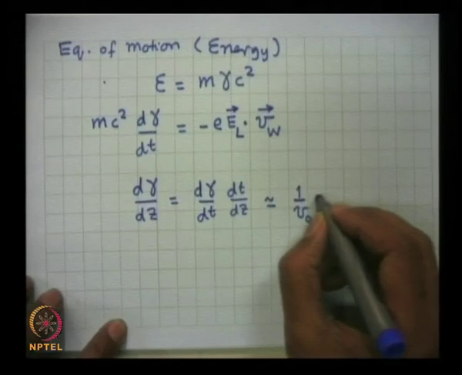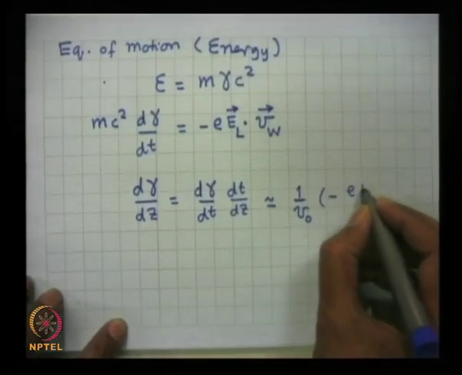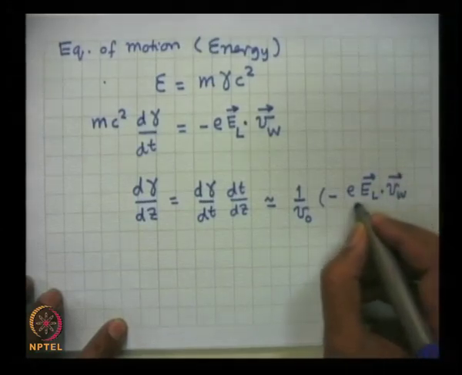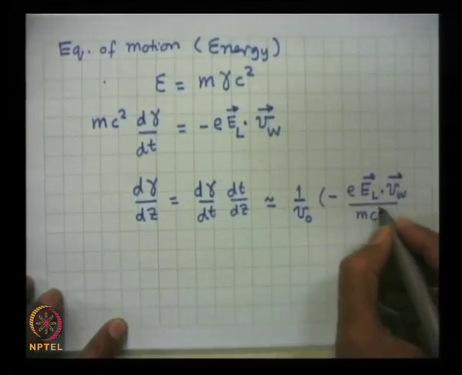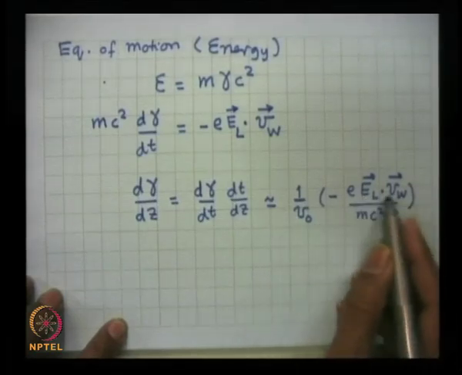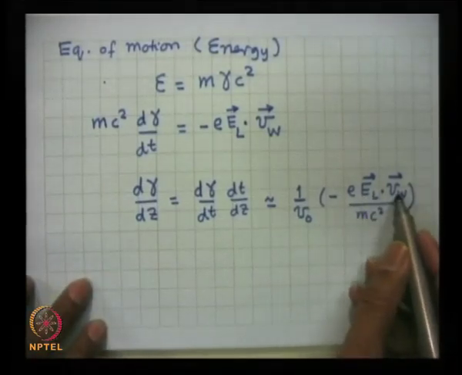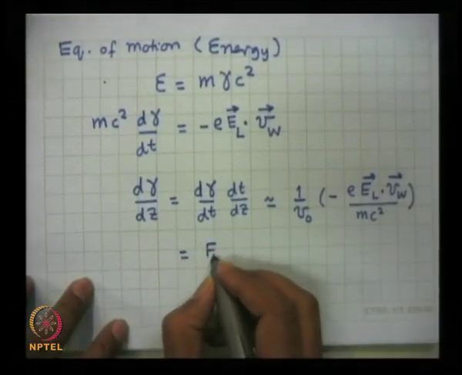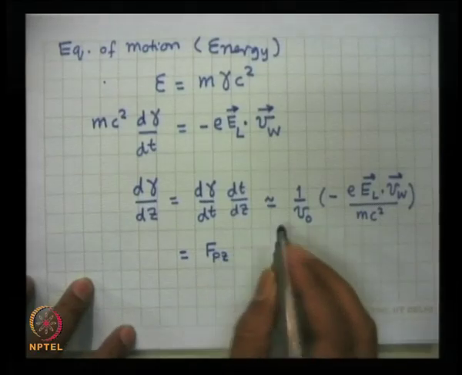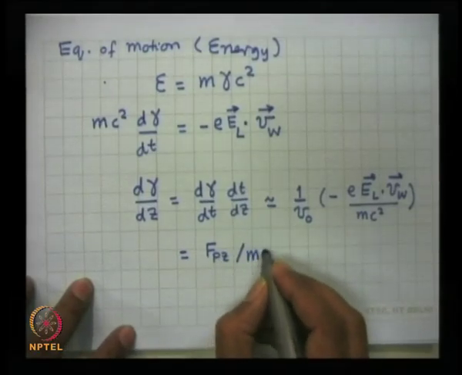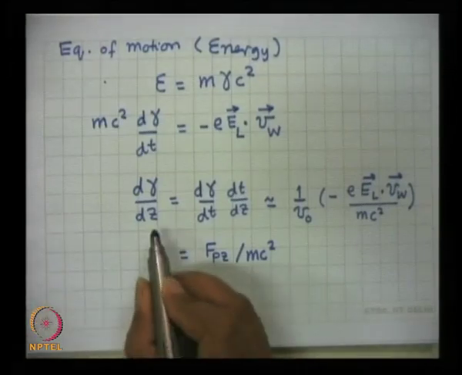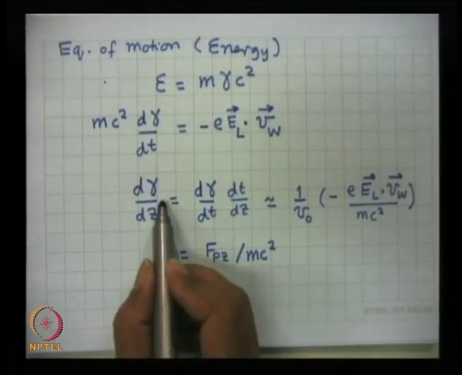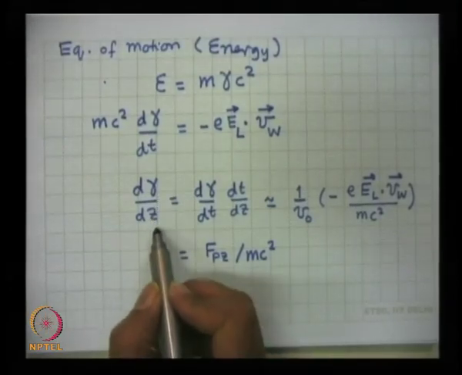is equal to minus e EL dot VW upon mc square, and if you substitute these quantities, EL and Vw, this turns out to be simply Fpz, the z component of the ponderomotive force, divided by mc square. So, the ponderomotive force is a very interesting thing here, in terms of which you can get the evolution of electron energy with the distance of propagation.